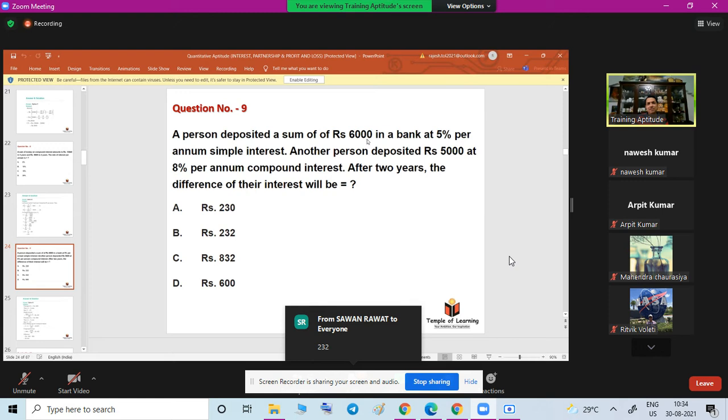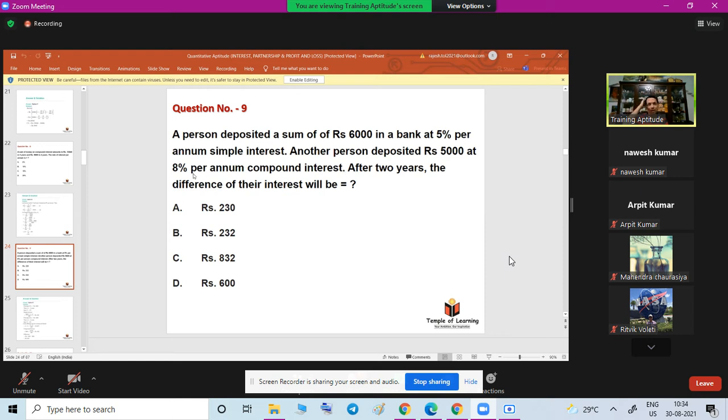ये तो orally हो जाएगा. 6,000 at 5% simple interest. 6,000 का 10%, ये 600 रुपीज है, पहला अमाउंट. दूसरा 5,000 at 8%. पहले साल इंटरेस्ट क्या हुआ स्टूडेंट्स? 400. और दूसरे साल क्या इंटरेस्ट अर्न होगा? 400 और 400 का 8%, 32. 432, which means 832.